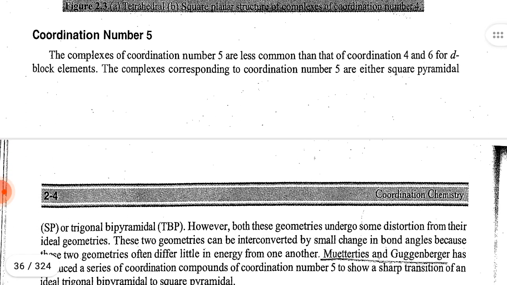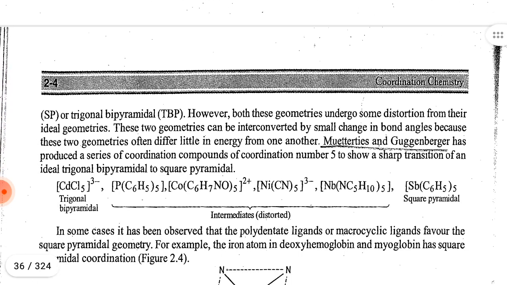Coordination number 5. Complexes of coordination number 5 are less common than those of coordination number 4 and 6. The complexes corresponding to coordination number 5 are either square pyramidal (SP) or trigonal bipyramidal (TBP). Which kind of geometry does coordination number 5 show? It shows trigonal bipyramidal and square pyramidal. However, both geometries undergo some distortion from their ideal geometry. These two geometries can be interconverted by small changes in bond angle because they often differ little in energy from one another. Muetterties and Guggenberger produced a series of coordination number 5 complexes to show a sharp transition from an ideal trigonal bipyramid to a square pyramid.